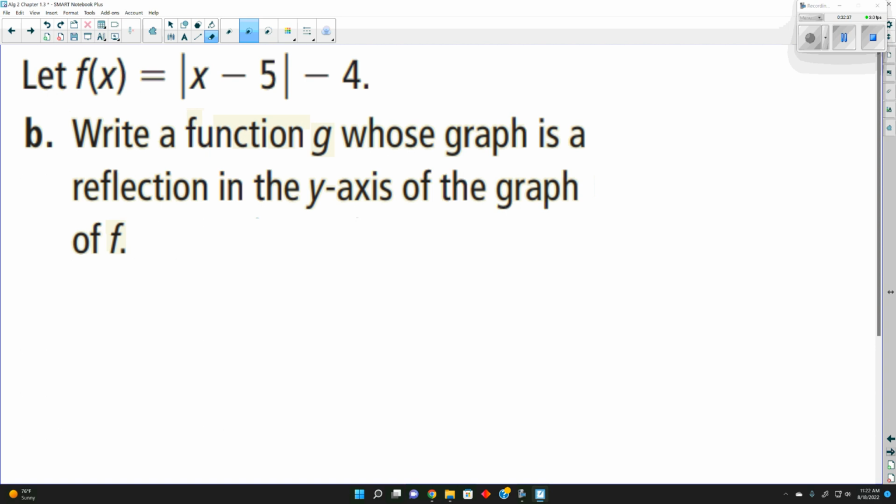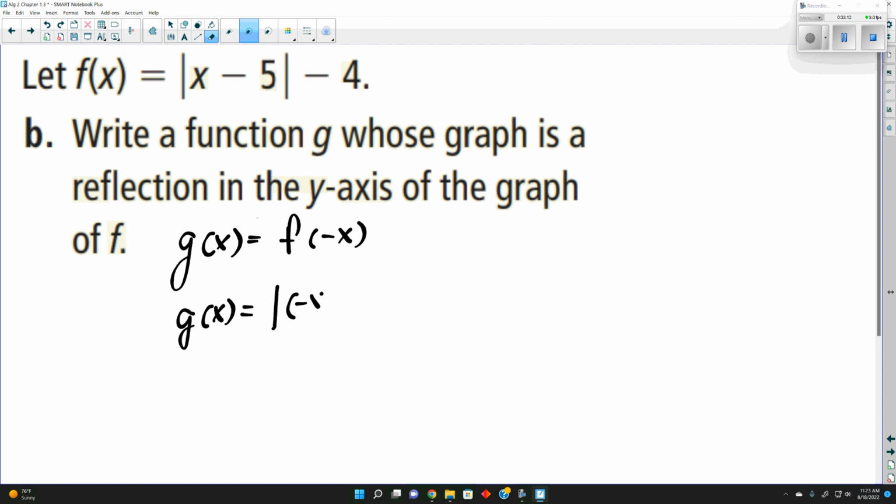Last one we're looking at today. We want to write a function g, whose graph is a reflection in the y-axis of the graph of f. So we're looking at g of x is equal to. So we talk about a reflection in the y-axis, so f of negative x. So we're going to replace every x in the function f of x with negative x. So it's going to be g of x equals negative absolute value of negative x plus 5 minus 5.